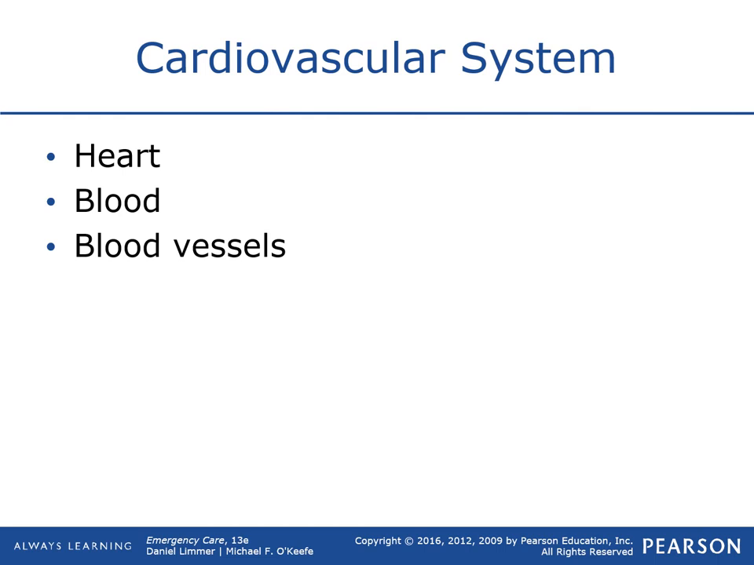So this is one of the few areas that you actually have to have a good grasp on, talking about anatomy and physiology as a whole, because it's going to relate to a lot of things that we talk about well before we get to our actual cardiovascular emergency discussion. So the cardiovascular system consists of your heart, the blood, and your blood vessels.